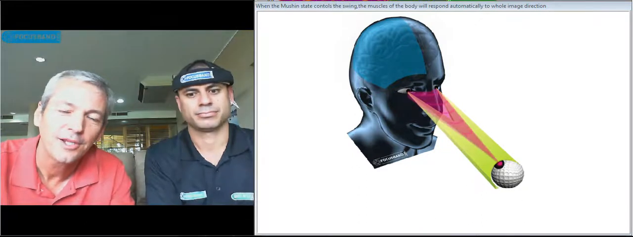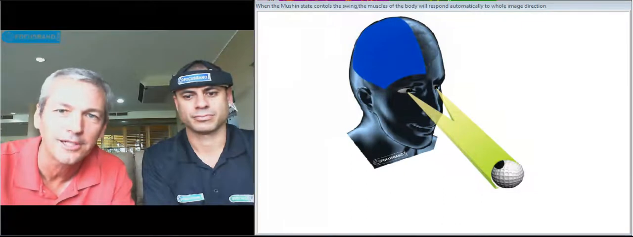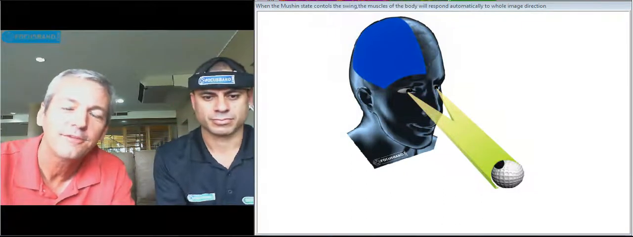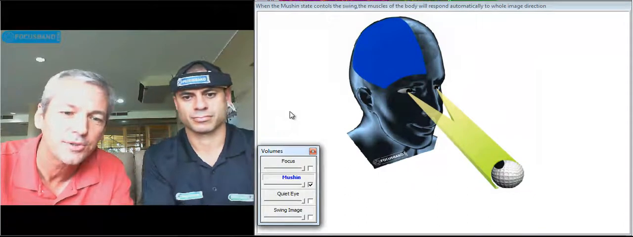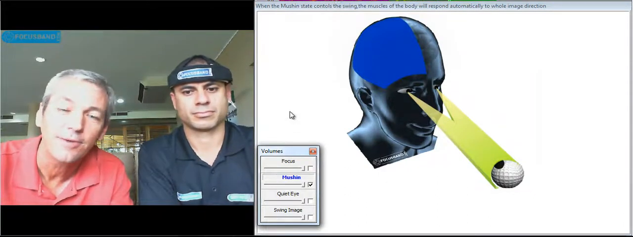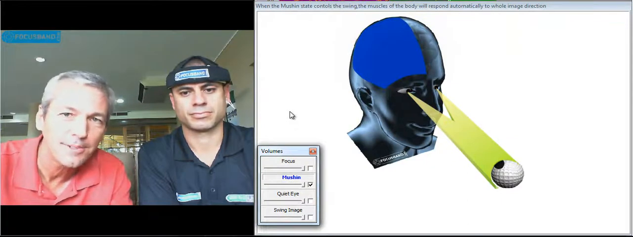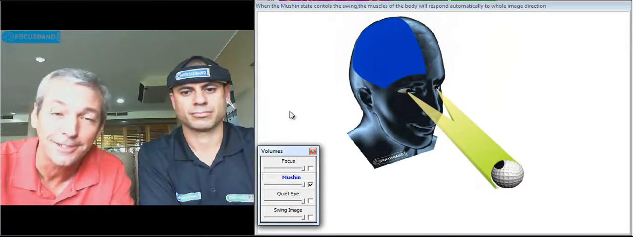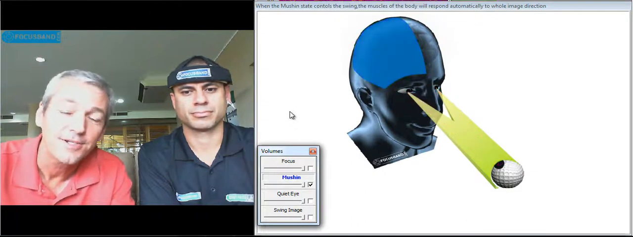Very good. Now, the beauty about the FocusBand is that it's an auditory learning system. So you're going to get the feedback through sound. Right now we're just setting it to his brain activity, right side, left side. We call that mushin. Mushin in Japanese means no mind. In this case, it means his right side, his subconscious state. So he's there right now. He's got the music coming on.